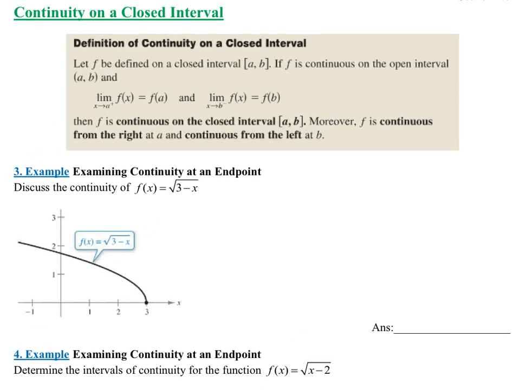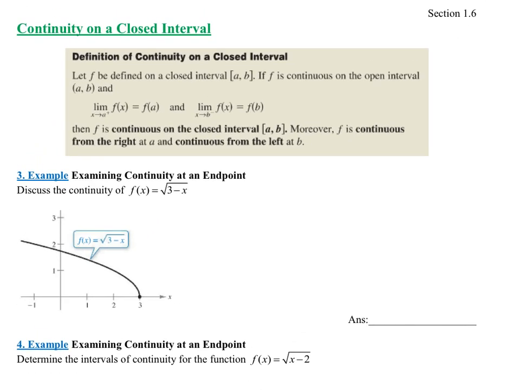And this definition of continuity on a closed interval allows us to use a bracket in this unique case. So it says, let f be defined on a closed interval a to b. If f is continuous on the open interval (a, b), which we had no doubt about, from negative infinity to 3 with parentheses, it was continuous. But the question is, can we use that bracket at 3? It says if the limit as x approaches a from the right-hand side of f of x equals f of a, and the limit as x approaches b from the left-hand side of f of x equals f of b, then f is continuous on the closed interval [a, b]. Moreover, f is continuous from the right at a and continuous from the left at b.